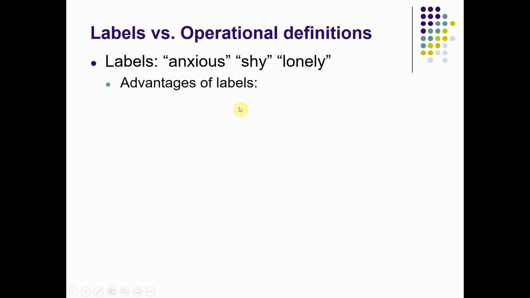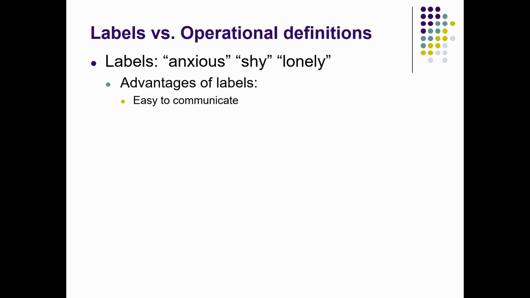Now, labels have the advantage, the benefit of making it very easy to communicate. So when I talk to you about somebody who is shy, or somebody who is lonely, or somebody who is extroverted, you can easily form a mental image of what this person looks like. So they facilitate our communication because we all have a general sense about what these things look like. What does anxious look like? What does shy look like? Or what does lonely look like? So it does facilitate our ability to communicate with each other because we can use labels.